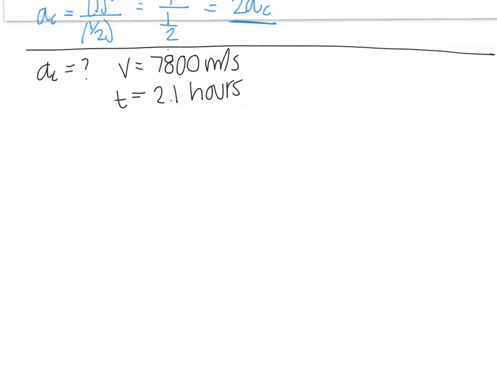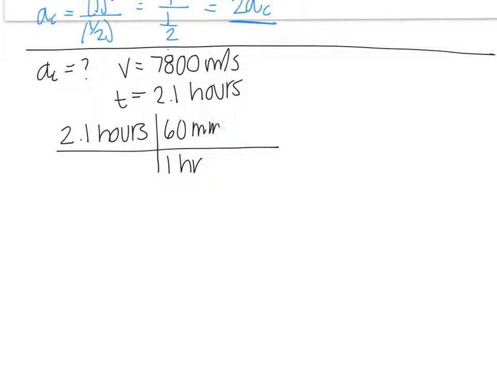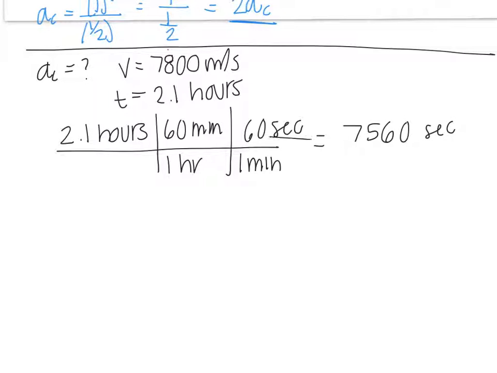So the first thing I'm going to do is convert my time to seconds. So 2.1 hours. In 1 hour there is 60 minutes, and in 1 minute there are 60 seconds. So I'm going to just do this nice little multiplication problem. 2.1 times 60 is equal to 7,560 seconds, right? That's the unit I'm left with. So I've converted my time into seconds.